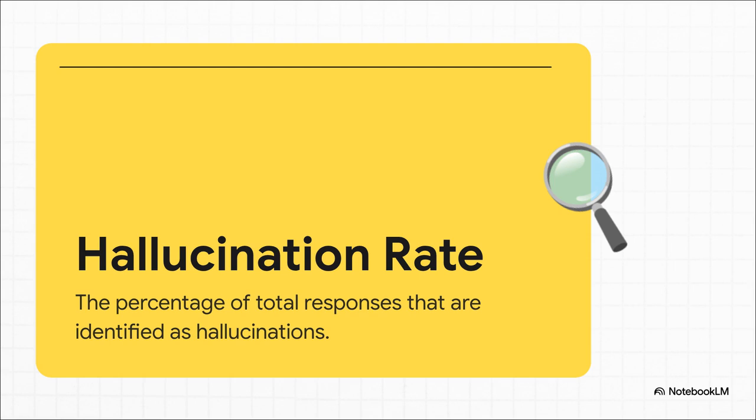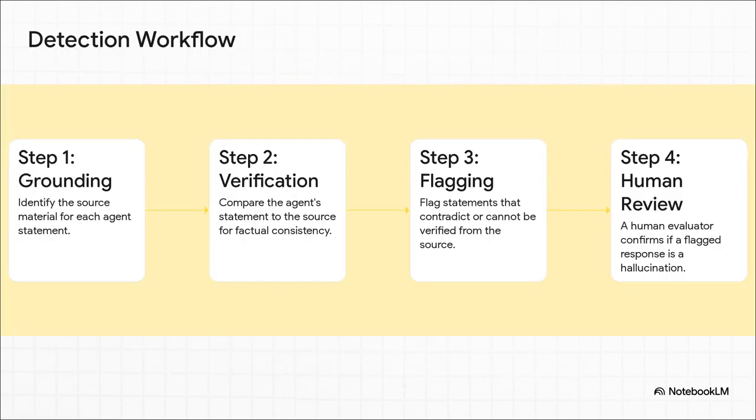By tracking this one number, we can get a real feel for its reliability and, more importantly, see if the changes we're making are actually helping. But figuring out that rate isn't just guesswork. Oh no, it takes a really rigorous process. You have to start by grounding every statement in some source material. Then you verify it, flag anything that looks fishy, and, this is the critical part, you have a human reviewer make the final call. That's how you get a number you can actually trust.